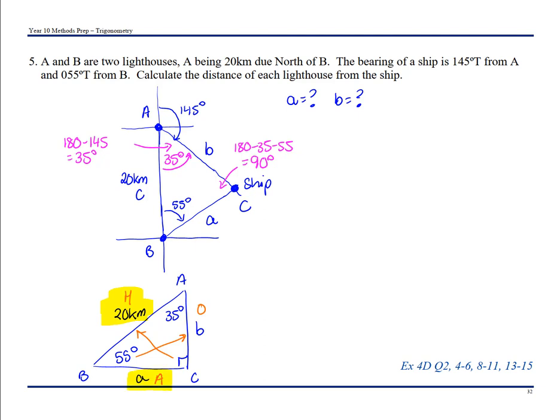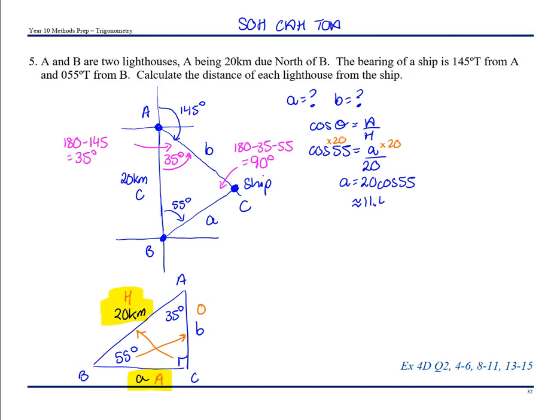Let's find A first. So A and H, so SOHCAHTOA. A and H is cos. So I've got cos theta is A over H. Cos of 55 is A over 20. I need to multiply both sides by 20. So my A is 20 cos 55. Go to your calculator and you get approximately 11.47. It's going to be kilometers.